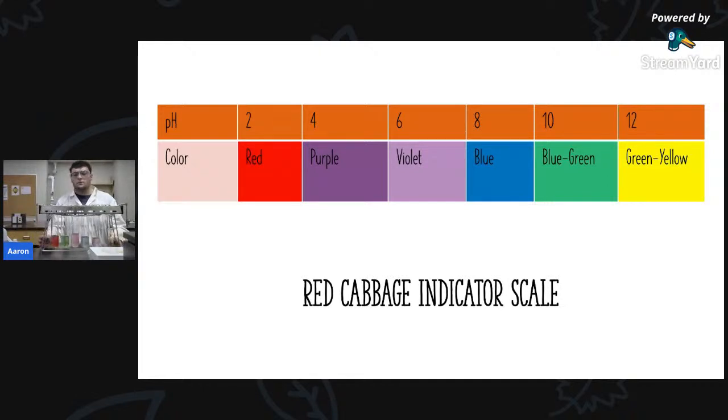What causes the cabbage to be able to do this is a chemical called anthocyanin, and anthocyanin changes color at different pHs. So you can see red, about 2, which is actually really, really close to our lemon juice. We can see purple, violet, that's about our 4 to 7 range. Blue is our baking soda. So our baking soda is basic, but not as basic as our window cleaner.